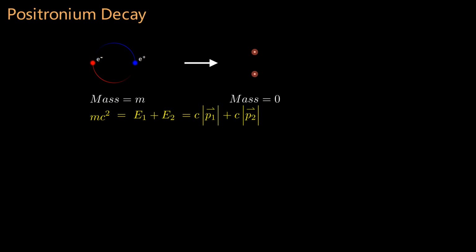Since positronium starts out at rest, the total momentum of the system is zero, meaning the total momentum of the 2 photons must also be zero. This implies that their momenta must be equal in magnitude but opposite in direction. In other words, the magnitudes of the momenta p1 and p2 are the same, both being p. From this, we can conclude that the momentum of each photon is equal to the mass of the positronium times the speed of light, divided by 2.